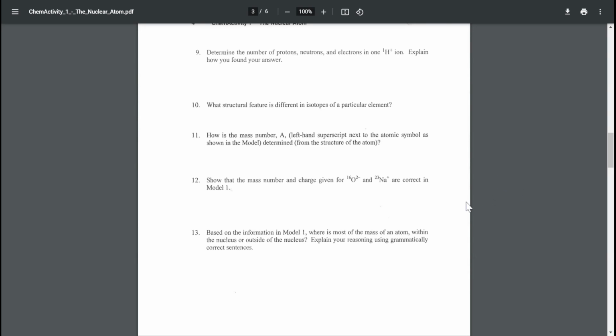So now looking at the last couple of questions on Chem Activity 1, I'm going to jump through question 13 and ask where we're going to find most of the mass of an atom, and that is the nucleus. It's inside the nucleus. And the reason for that is protons and neutrons are much larger than electrons. They weigh a whole lot more, and they're also bundled up in the middle, while the electrons that are tiny are whizzing all around the atom in a much greater space.